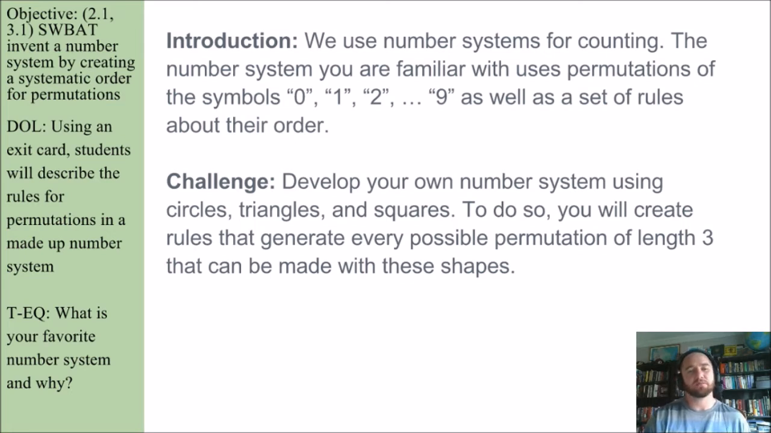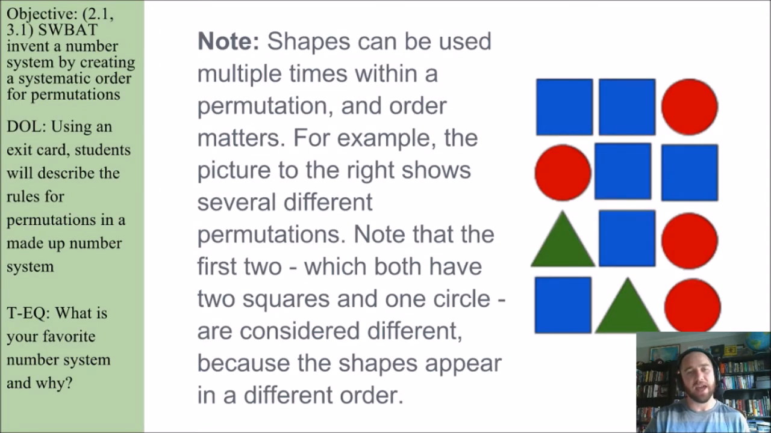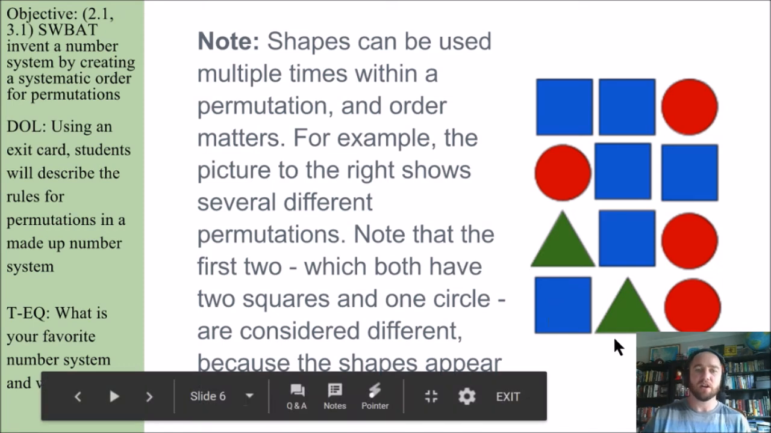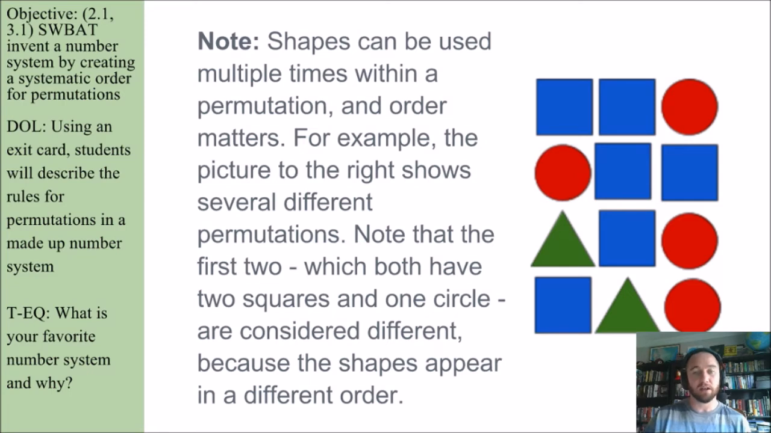Develop your own number system using circles, triangles, and squares. To do so, you'll create rules that generate every possible permutation of length 3 that can be made with these shapes. We're going to have to cap it at 3, or else obviously we could go into infinity. Shapes can be used multiple times within a permutation, and order matters. For example, the picture to the right shows several different permutations. Note that the first two, which both have 2 squares and 1 circle, are considered different because the shapes appear in a different order.